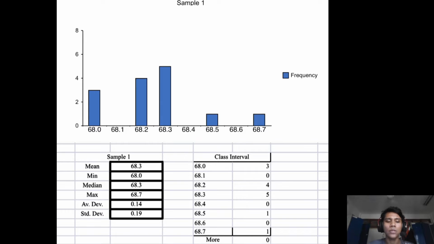And for that we have our table, which is the class interval for each of the resistor values from 68.0 all the way to 68.7. We have our frequencies on the right, each of the frequencies, and from that table we can have our graph. As you can see, this is our distribution for sample 1.